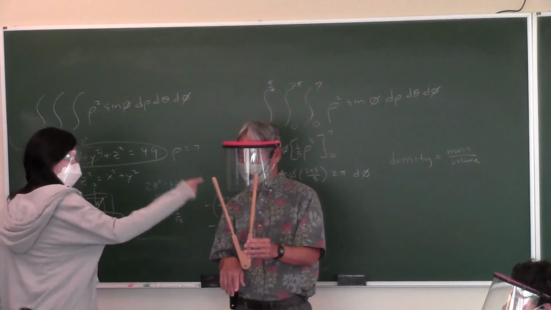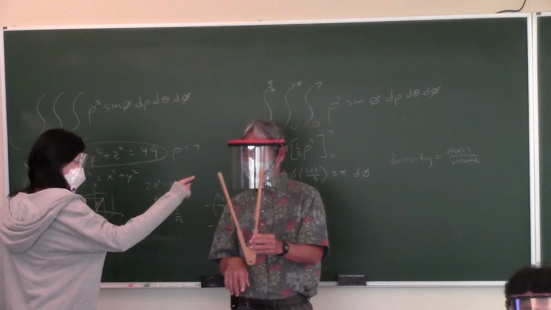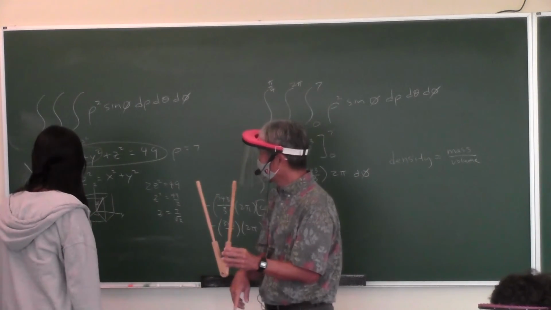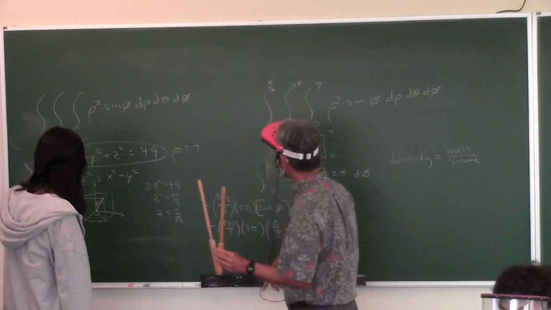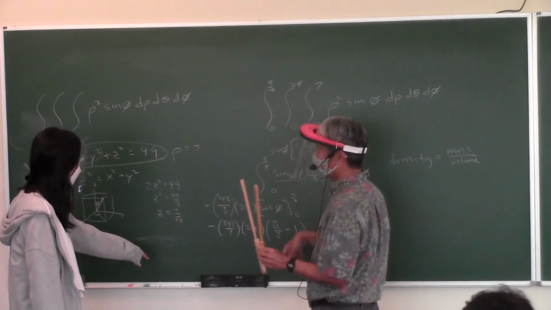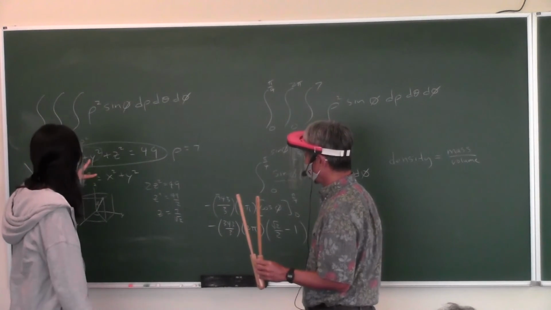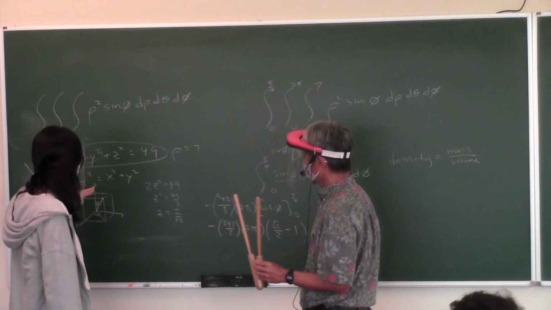Let's take a sphere of radius 7, right? Okay, this is 7. That's why phi goes from 0 to something, and then you find this by taking the intersection.